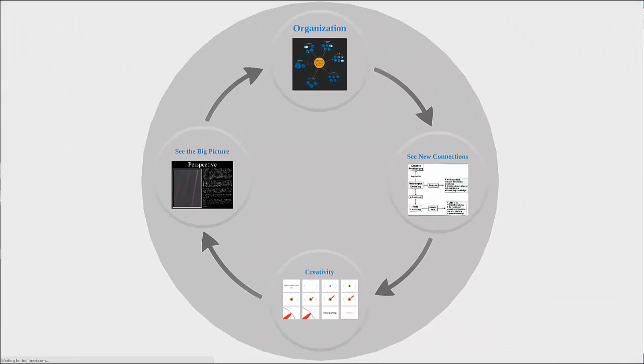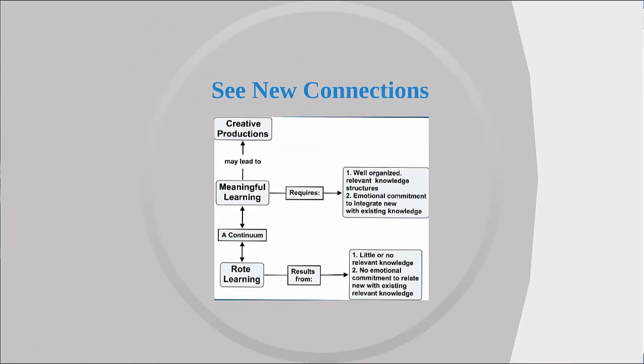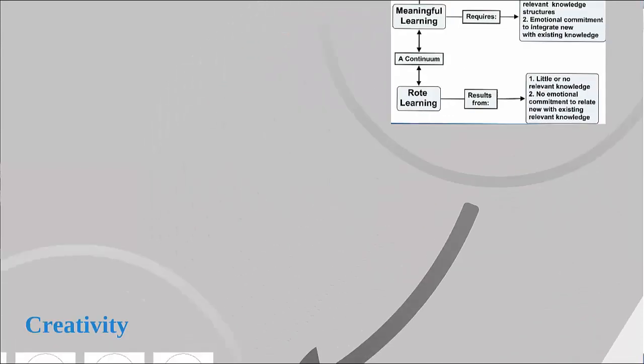Why do I want to organize this? Because I think through organization, you can see new connections. I got this from a website on concept mapping, and essentially if you're at the very bottom, rote learning requires little or no relevant knowledge and there's usually no emotional commitment. But if you can move up to well-organized information and if you can motivate the student or motivate yourself to have an emotional commitment, then you get meaningful learning. Meaningful learning leads to creative productions. And again, I use the definition of creativity as you see connections that other people can't necessarily see. Once people hear about those connections from you, they're like, oh, that's brilliant. But you are able to see connections that other people can't see simply because you're well organized.